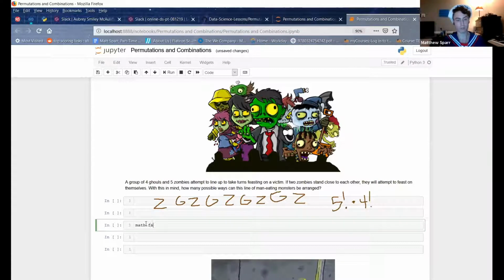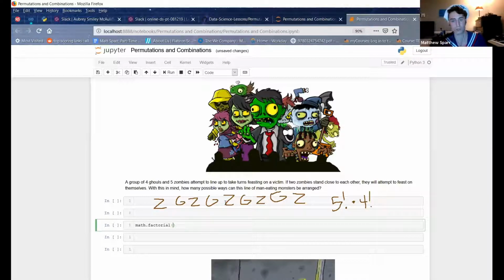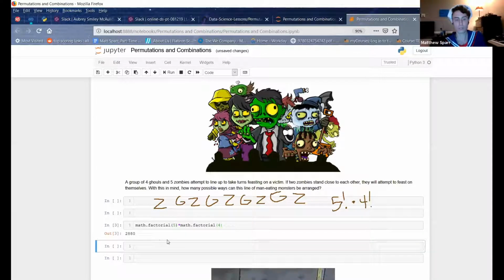the math.factorial function here. Hey, Matt, but ghouls can be in front of zombies as well, right? Yep, but to line them up, you couldn't do it any other way, because then 2 zombies would be next to each other. Like if you try moving a ghoul to the front, 2 zombies will be next to each other. Got it. So then it's just math.factorial of 5 times math.factorial of 4, and 2,880 possible ways.